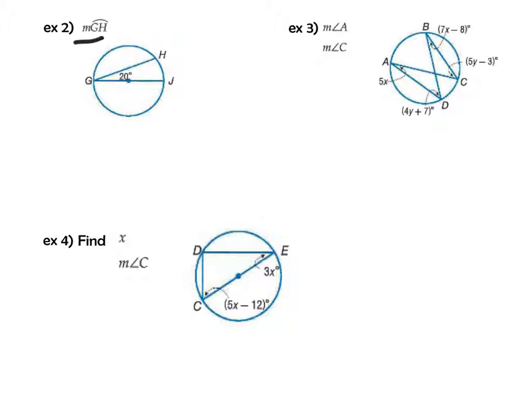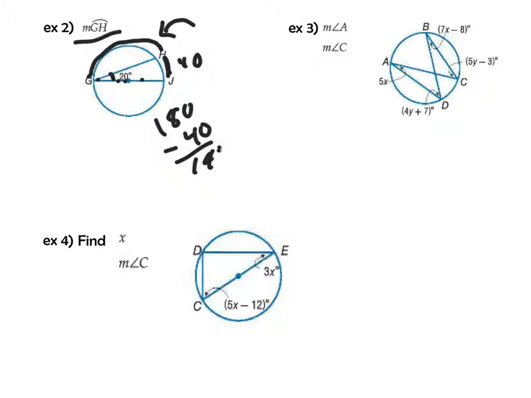If I want arc GH here, this is GH. I know that this is a diameter right there, so I know that that's 180. If I could figure out this, then I could subtract from 180 to get that. Well, this is my inscribed angle. That's 20, so this has to be 40. So if that's 40, I go 180, the diameter minus 40, I get 140 degrees for arc GH.